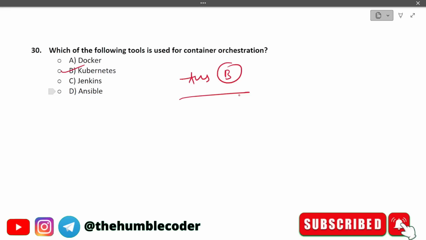It also is responsible for management of centralized applications. That is why the correct answer is Kubernetes in this case.